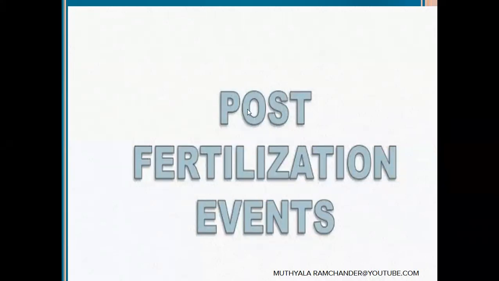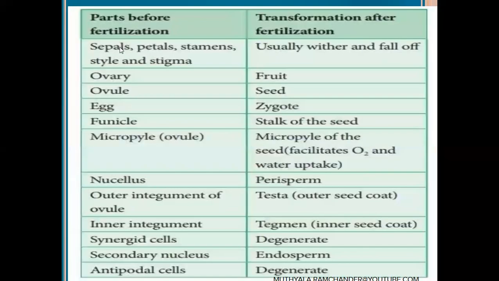Here we discuss post-fertilization changes, or events. Look at the parts of the flower before fertilization and their transformation after fertilization. We observed the sepals, petals, stamens, style, and stigma. These usually fall off from the flower. The ovary, after fertilization, converts into fruit. The ovule, after fertilization, converts into seed.